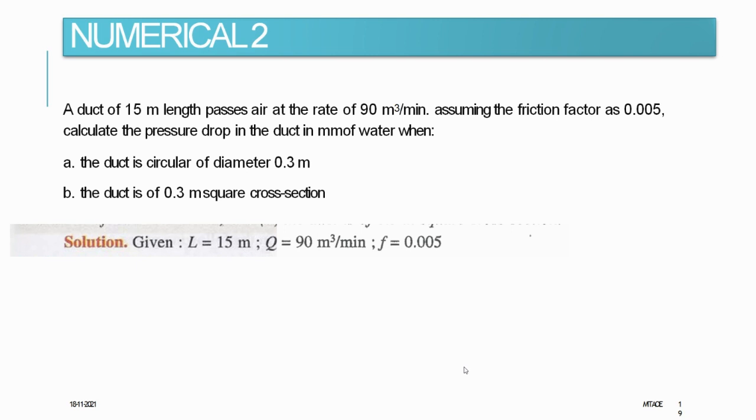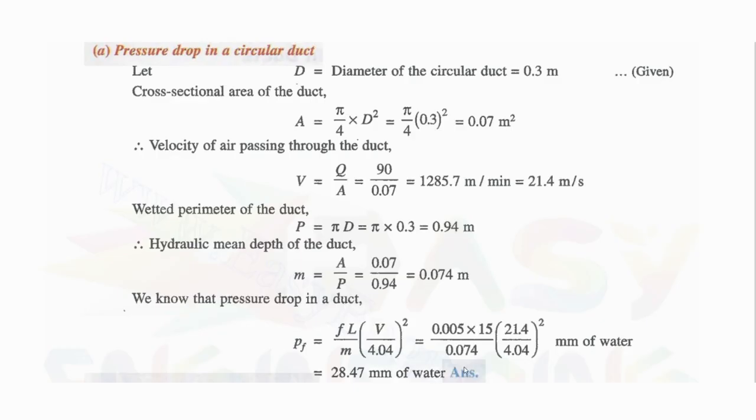So L we are having, Q we are having, then we are having f. So we have to calculate the friction loss, the pressure drop in a circular duct due to friction. For the circular duct, the diameter is given as 0.3 meter. So the cross section area is 0.07 meter square.